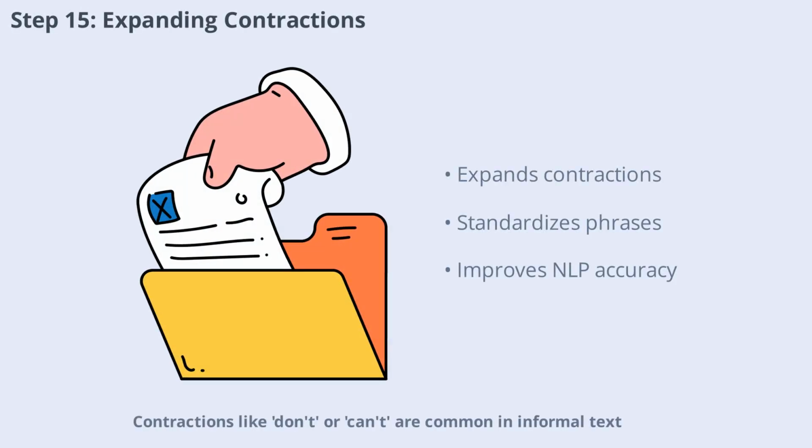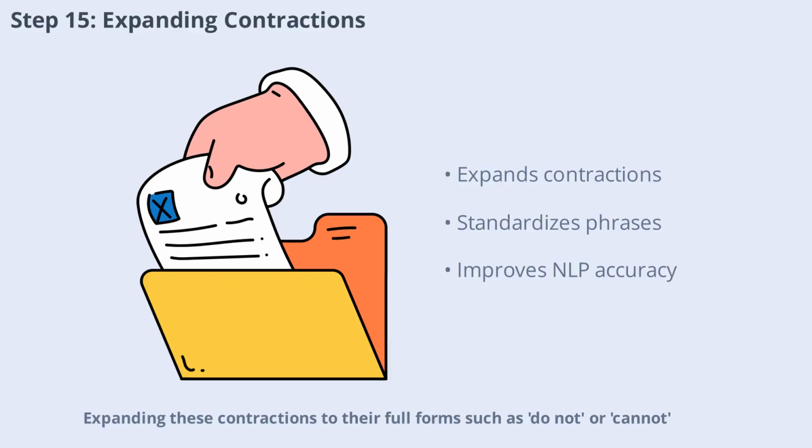Contractions like "don't" or "can't" are common in informal text. Expanding these contractions to their full forms, such as "do not" or "cannot," helps standardize the text and ensures that similar phrases are treated the same way during analysis. This step is especially useful for natural language processing tasks.